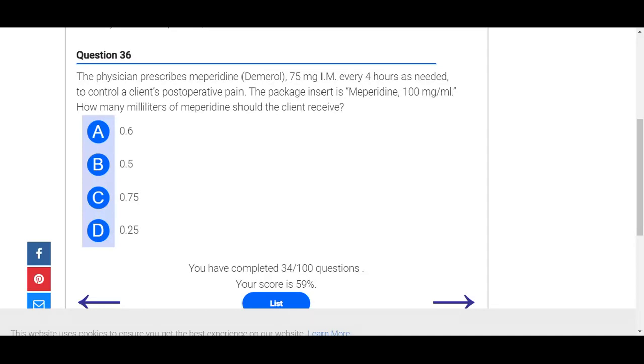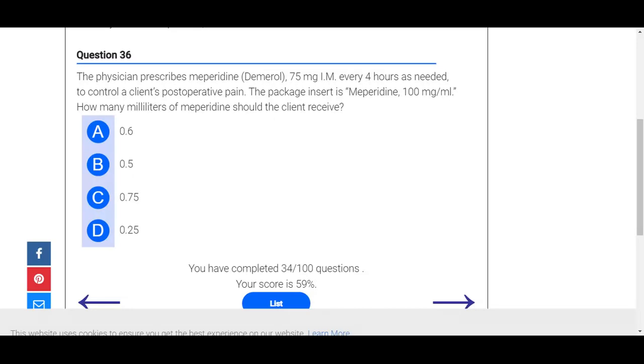So first of all, the formula for this, if I remember, is the drug to be administered is equal to the desired dose over dose on hand, multiplied by the volume. The desired dose is 75 milligrams and the dose on hand is 100 milligrams. So we basically divide 75 by 100. Let's grab a calculator. 75 divided by 100 is equivalent to 0.75.